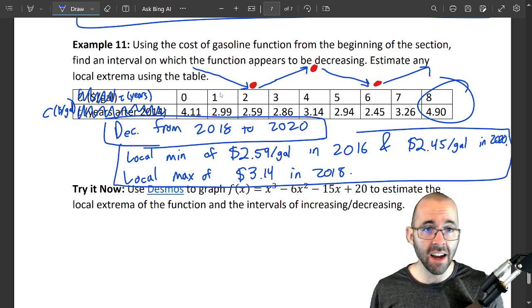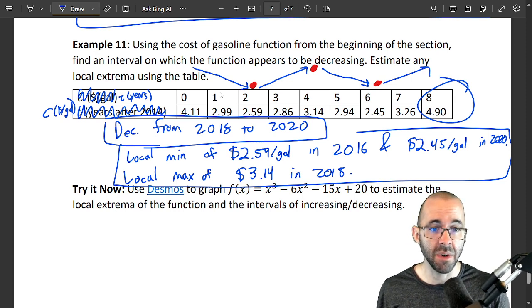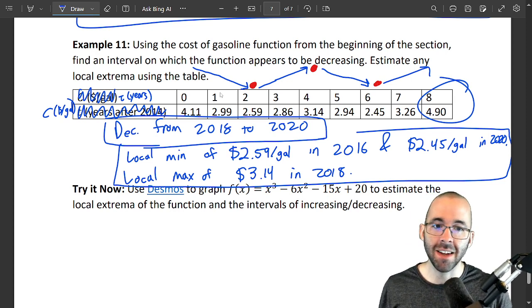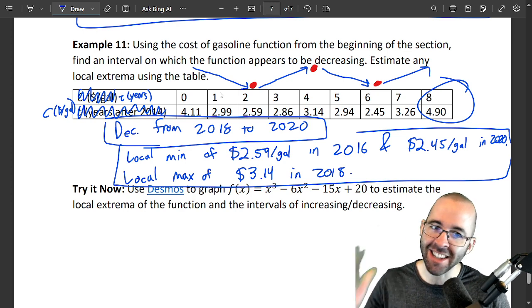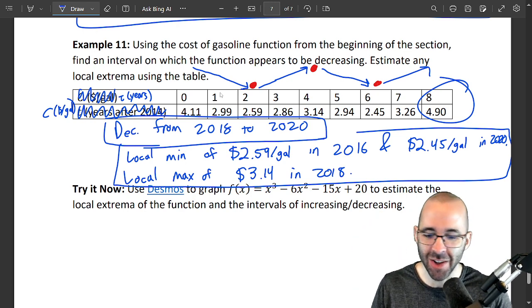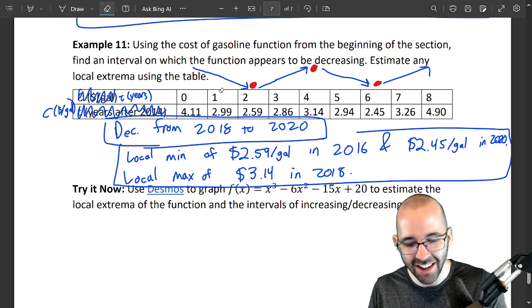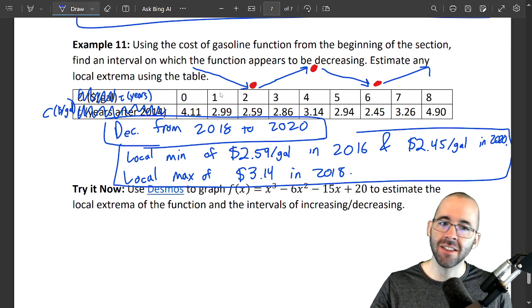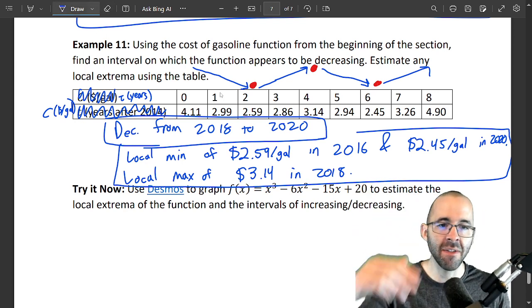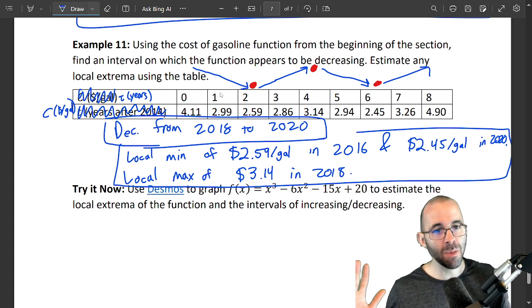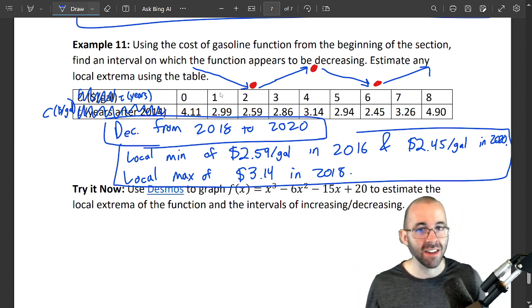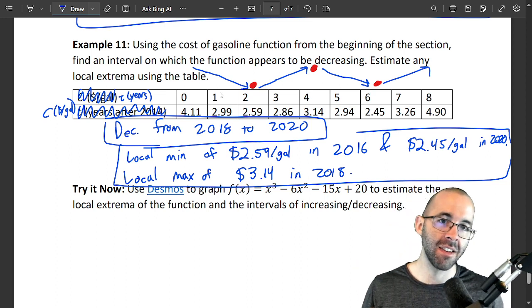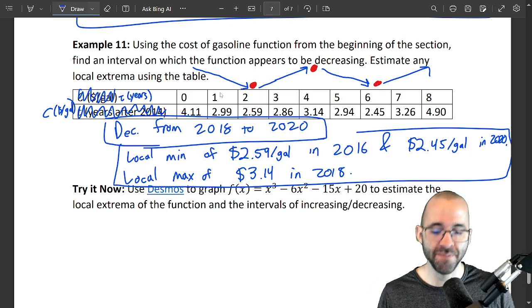Yes, gas was a heck of a lot more expensive in 2022, but that's not the peak of the hill. Saying this from 2023, okay? 2022 was not the peak of the hill. Local extrema is just the top of a hill or the bottom of a valley. Not the highest point, not the lowest point. They're locally the max and locally the min.